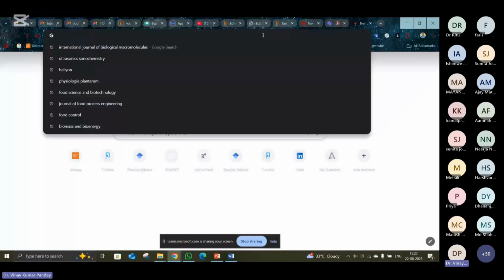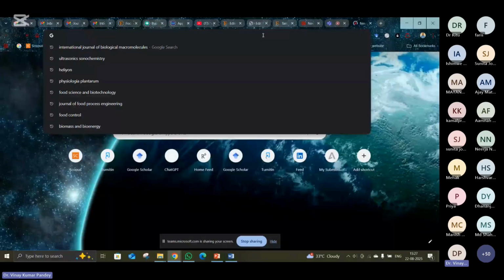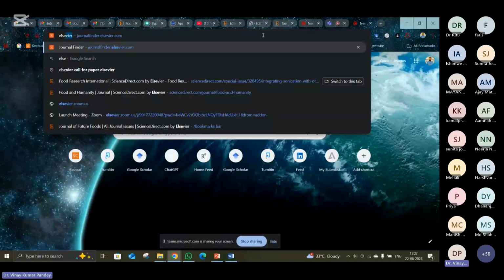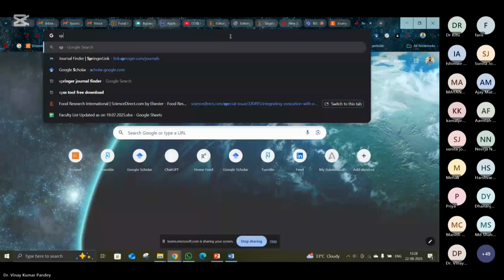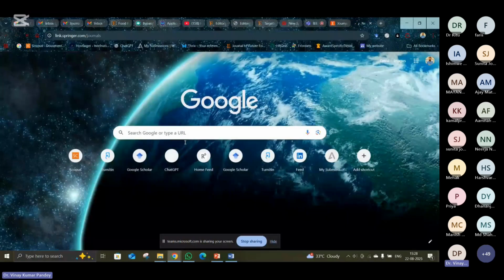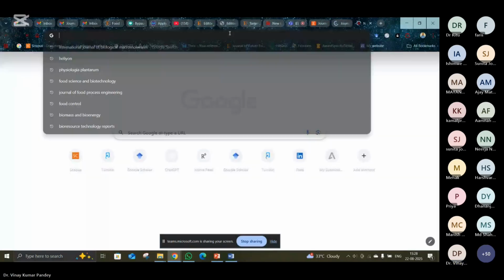You have journal finders on the publisher's website. Suppose I'll use Elsevier journal finder. See, this is Elsevier journal finder. Now I'll tell you about Springer journal finder. Right, this is Springer journal finder. This is Wiley journal finder. Right, now I'll just start with this.